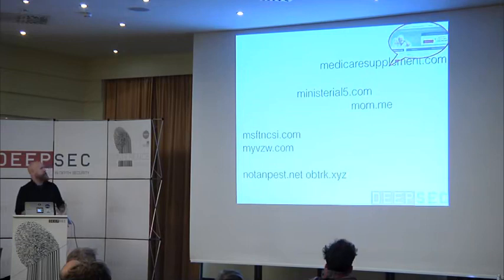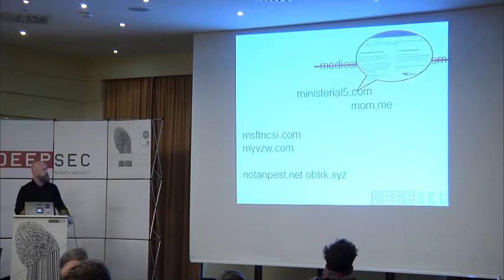I can look up the specific domains that are interesting to me. So I can see this one, oh, it's a medical or Medicare supplement. It's some kind of medical site, so I'm going to cross that off. I have this one, ministerial5.com. It's kind of weird, but it's got an Apache default page. So I'm going to come back to that one.